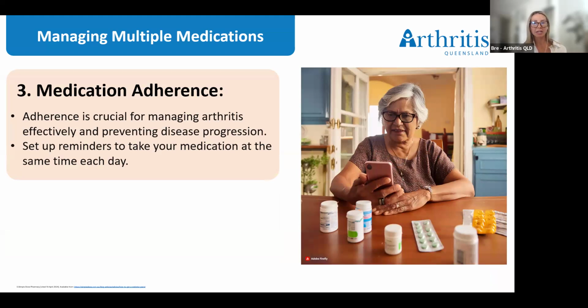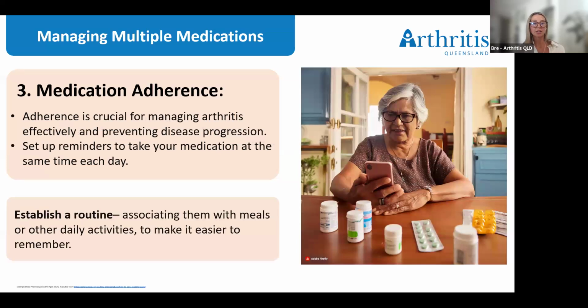All right, so medication adherence. Adherence to medication is crucial for managing arthritis effectively and preventing disease progression. So make a habit of taking your medications as prescribed by your healthcare provider. Set up reminders to take your medications at the same time each day using alarm clocks, phone alerts, or even pill organizers, and that can help you stay on track. You can establish a routine for taking your medications. Some people associate taking them with their meals or other daily activities, and it just helps to make it easier to remember to take them.